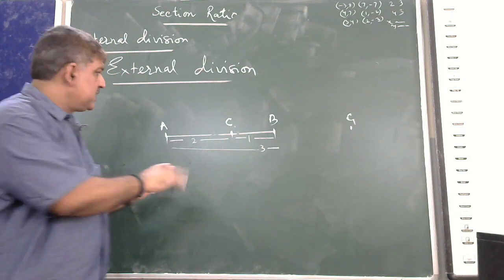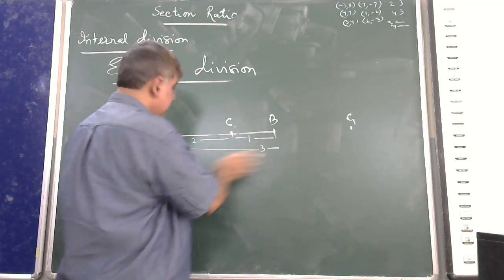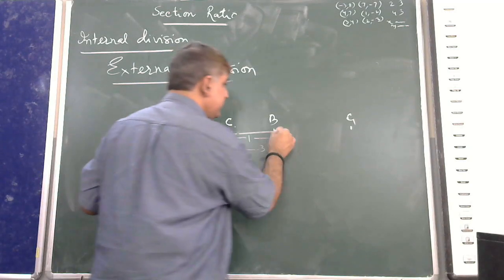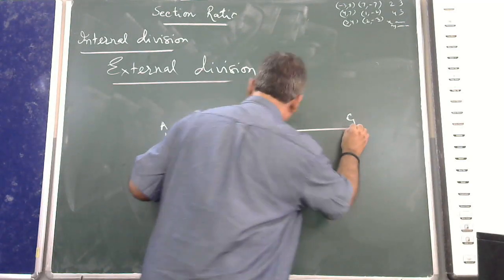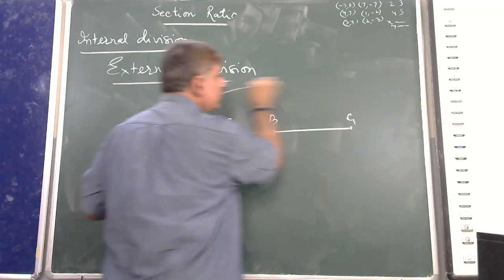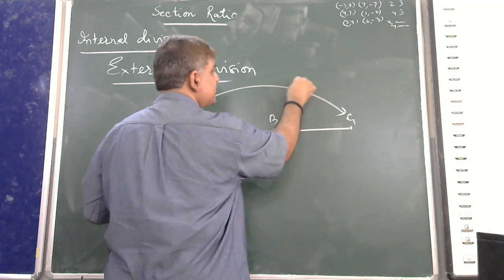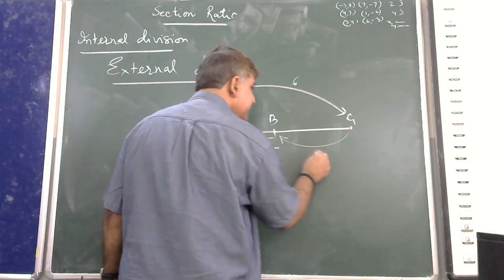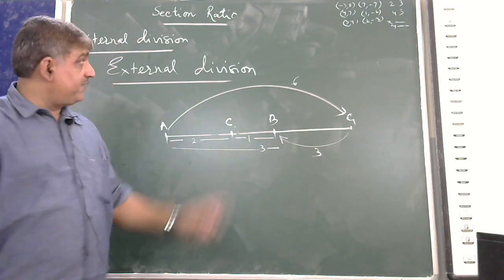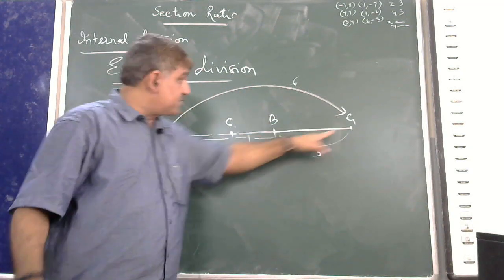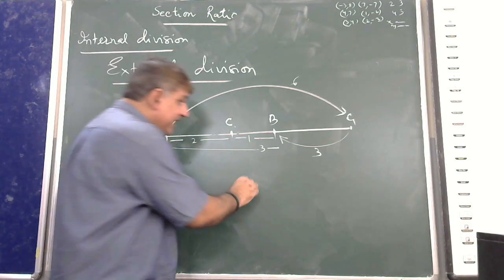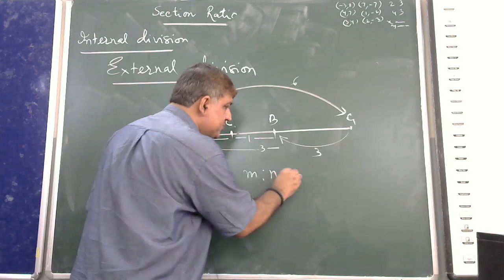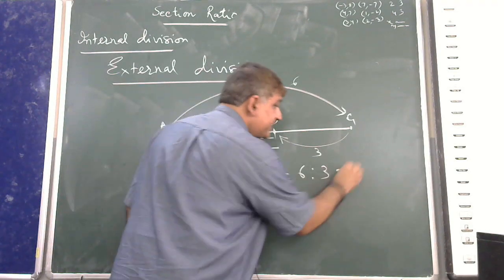Now suppose we have doubled this length. This one is 3 units. If you double it, say up to C1, the total length from A to C1 is 6 units. And from C1 to B, what you will get? It is again 3 units. Now, if it is 6 units and 3 units, what about the ratio M is to N? You observe it? M is to N is 6 is to 3. Again, it is 2 is to 1.